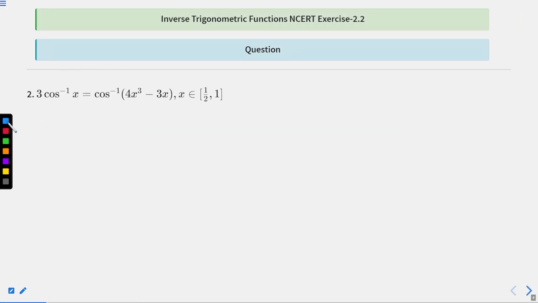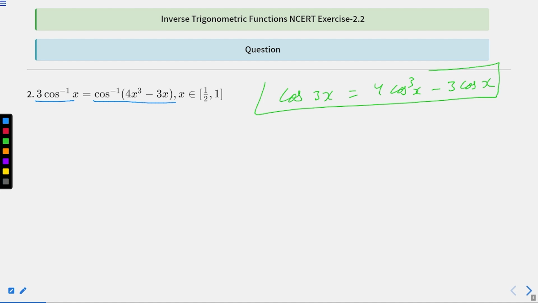Okay, now in this question we need to show that 3 cos inverse x is equal to cos inverse of 4x cube minus 3x. We will be starting with the same steps as we did in the previous question. So we will be using a formula. Cos 3x is equal to what? 4 cos cube x minus 3 cos x. This is the cos 3 theta formula. So we will be using this. Keep this in mind.